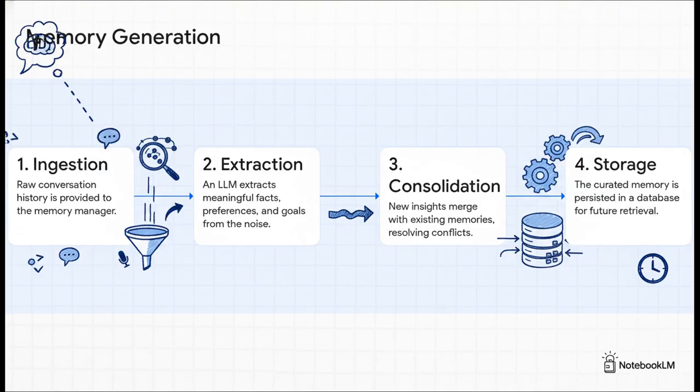First, the raw chat history gets ingested. Then, an LLM sifts through all that noise to extract the important stuff. Facts, goals, preferences. The third step is where the real magic happens. It consolidates the new info with old memories, merging duplicates, fixing conflicts. And finally, that curated, polished memory gets stored away for next time.